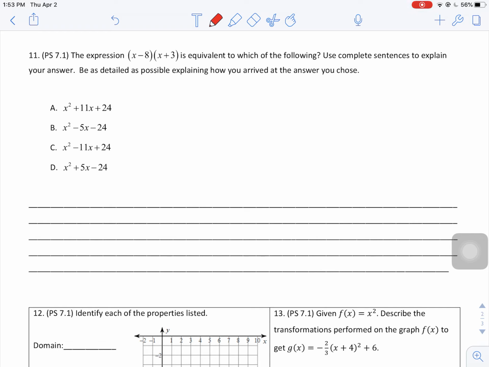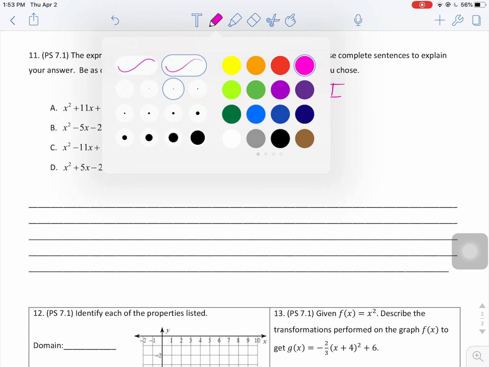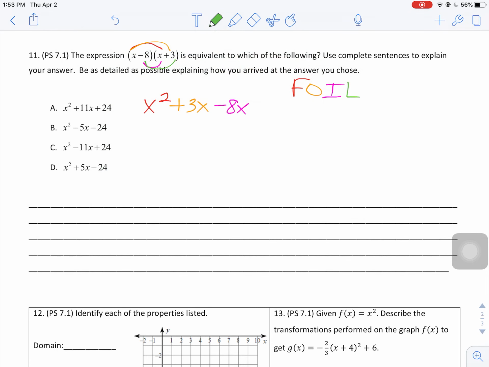I know my brain immediately says, how about I just FOIL it out, right? How about I just multiply it out? So if I'm going to do first times first, x times x is x squared. Outside times outside, so x times 3 is 3x. Inside times inside, so negative 8 times x is negative 8x. Last times last, so negative 8 times 3 is negative 24. And then add your like terms. And there you go. So hopefully that's one of our options. Yes, option B. And then they want us to explain how we got it.